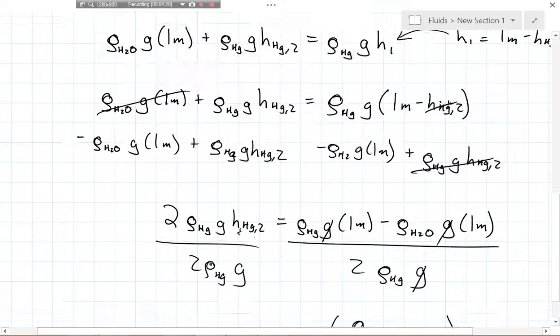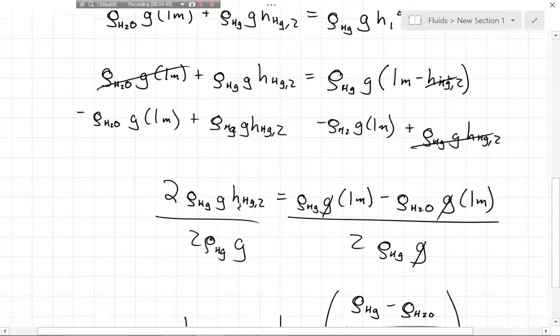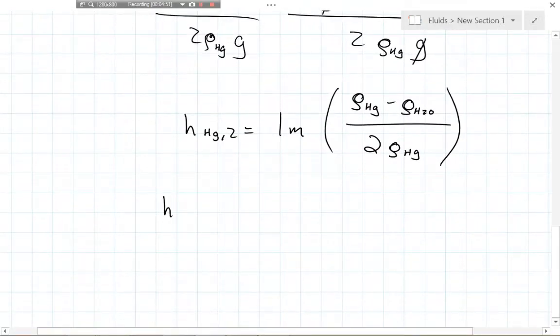Now that wasn't exactly what I asked you to solve for. I asked for the total height of all of the fluids in container 2. But if we think about this, none of the water that was in container 2 ever leaves container 2. We're only going to add mercury into this, and that's going to push the water up. So we still have 1 meter of water in container 2. So the total height of the fluids in container 2 is just equal to the height of the mercury in container 2 plus 1 meter for the water.